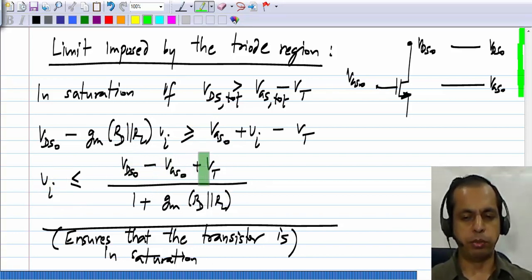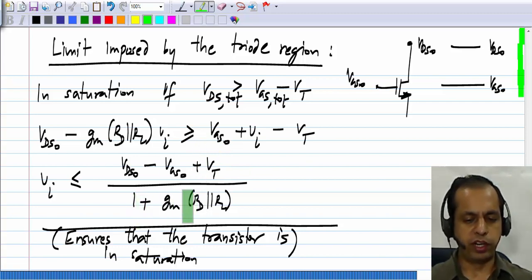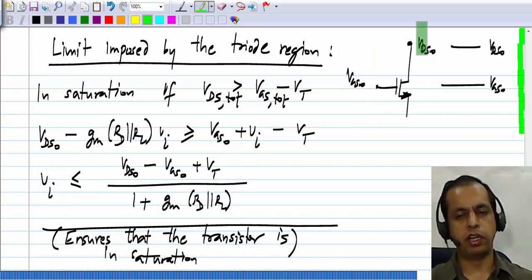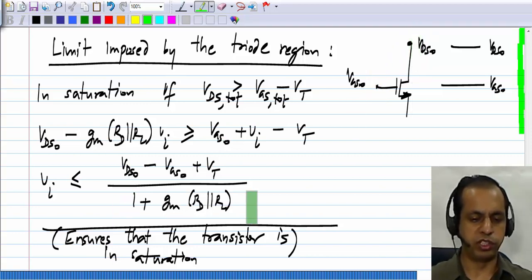And then there is plus VT, because the drain can go below the gate voltage, but not by more than one VT. So we have an additional VT. And in the denominator, we have gain gm times RD parallel RL, also plus 1. Why do we get this? We are first of all evaluating the limit on the input. So if the gate voltage goes up by 1 unit, the drain voltage falls down by gain units. And if you look at the separation between the two, the gate has gone up by 1 unit, the drain has fallen by gain units. So the separation between the two has actually decreased by 1 plus gain units. So this goes up a little, this falls down a lot. So you have 1 plus gain in the denominator. So this expression does make sense.